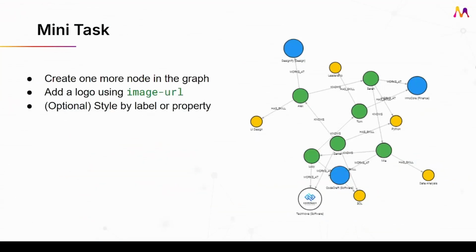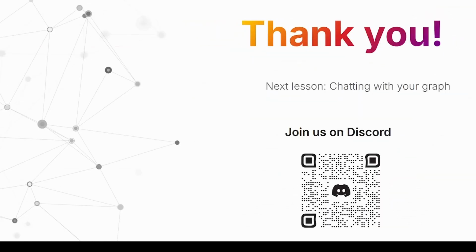Your mini task for today is to create one more node in the graph, add a logo using the image URL in the GSS, and optionally style by label or by a property of the graph. In our next lesson, you'll go one step further and start chatting with your graph using natural language.